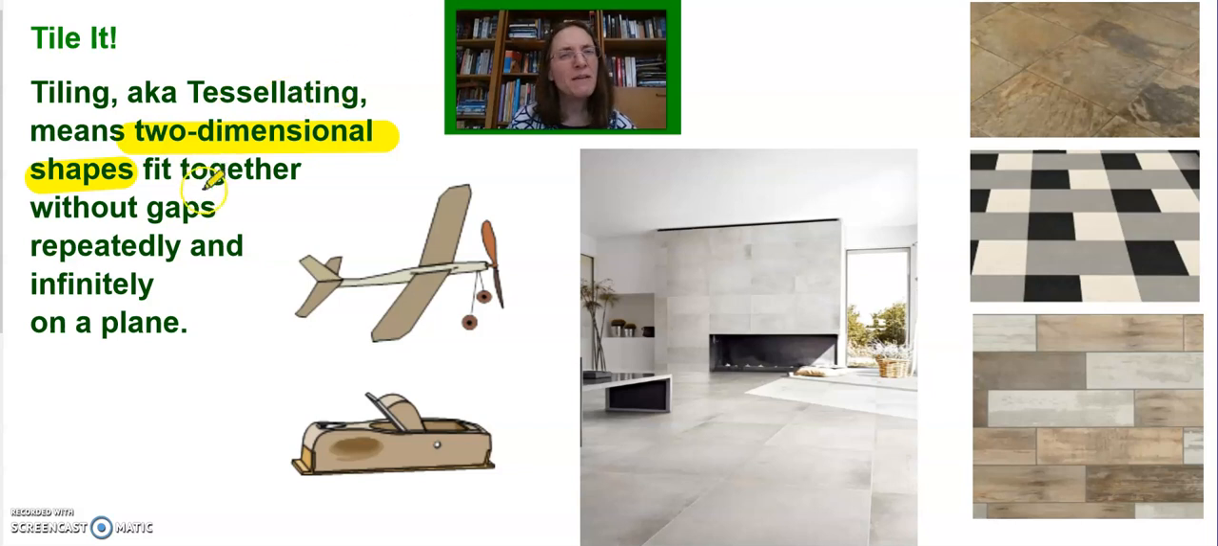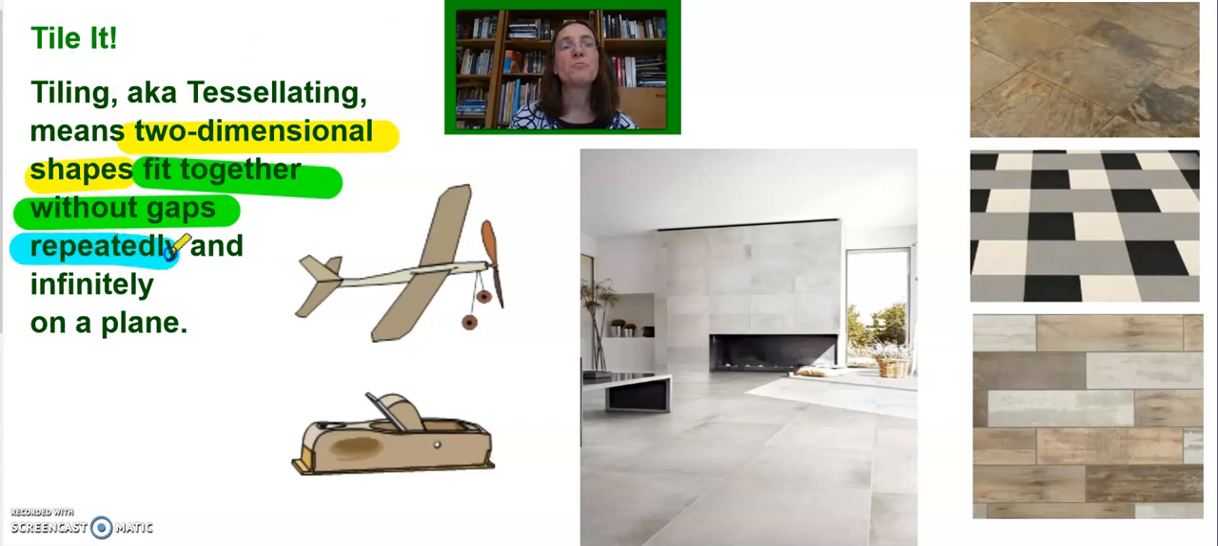Now these shapes, if they're going to tessellate or tile, must fit together without gaps. Nothing in between them. And they must also be able to do this repeatedly and infinitely on a plane.